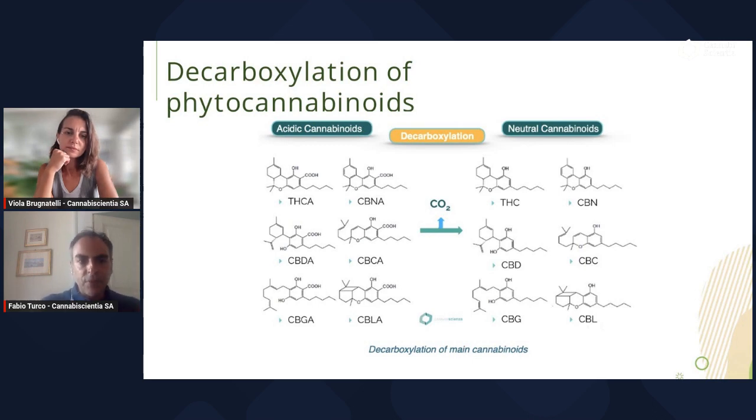Acidic phytocannabinoids have different properties compared to neutral cannabinoids. Indeed, acidic phytocannabinoids, when in our body, cannot pass the blood-brain barrier. So the effects they exert are restricted to the periphery of our body. In contrast, the neutral phytocannabinoids, which are more lipophilic, can pass the blood-brain barrier, and so they can exert their effects also in the central nervous system.